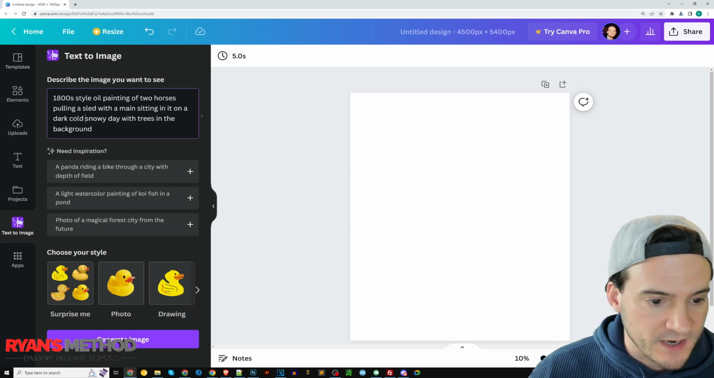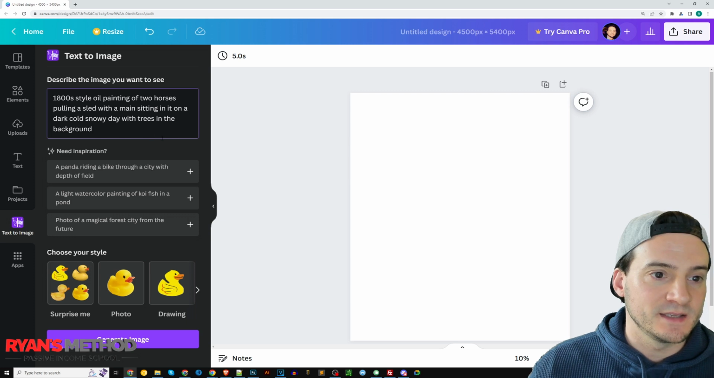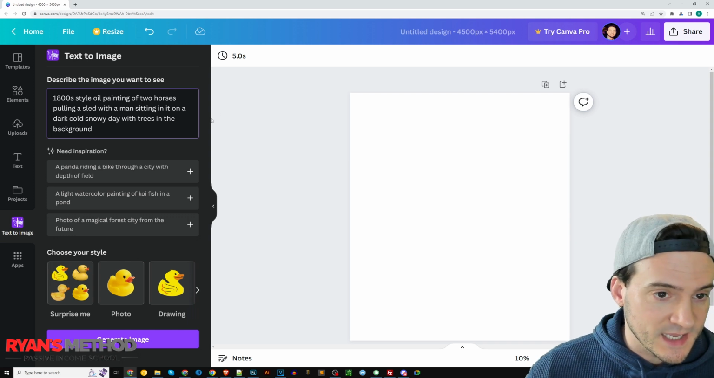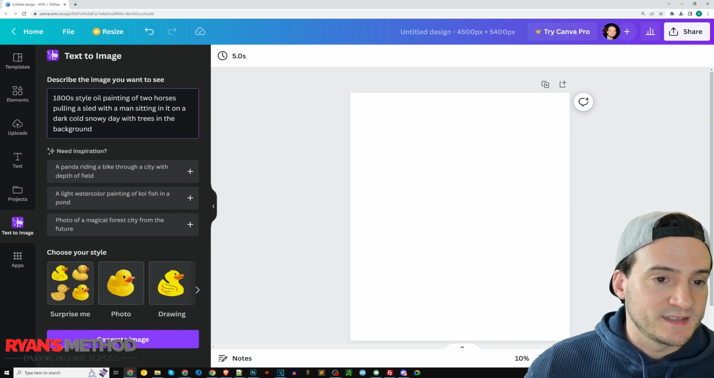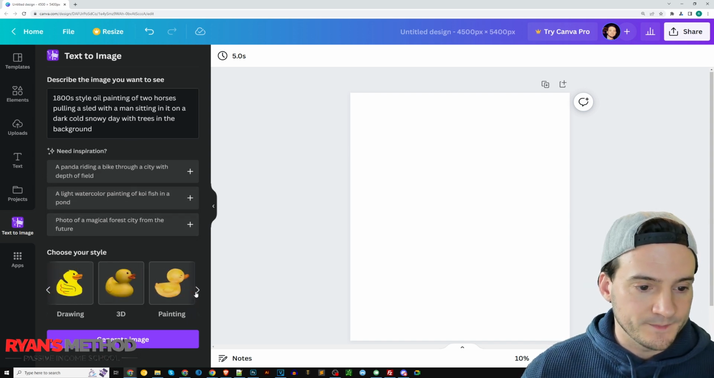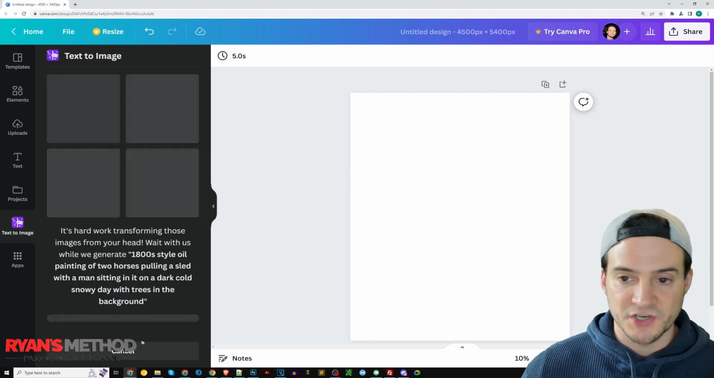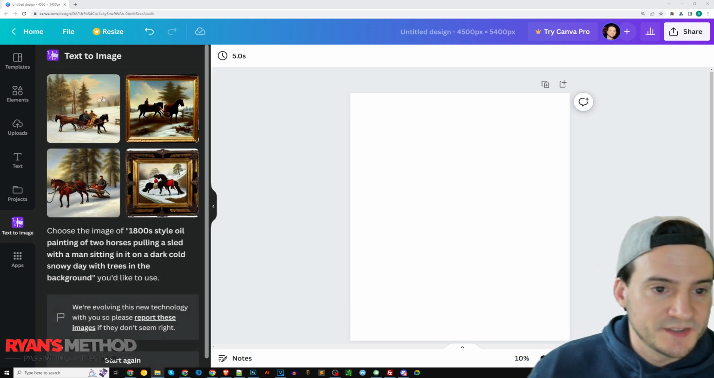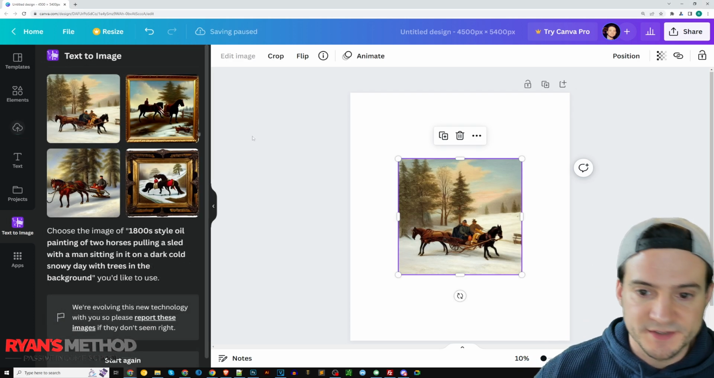Let's see if we can confuse the algorithm. All right, 1800 style oil painting of 2 horses pulling a sled with a man sitting in it, on a dark, cold, snowy day with trees in the background. All right, and let's do it painting style, right? And then hit generate image. Should only take a second. All right, guys, so here we have our 4 outputs.